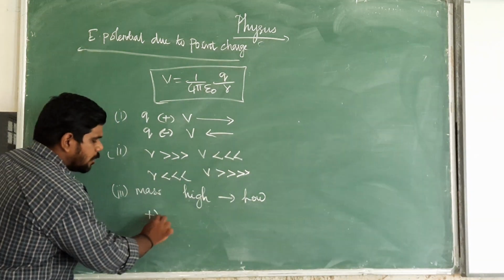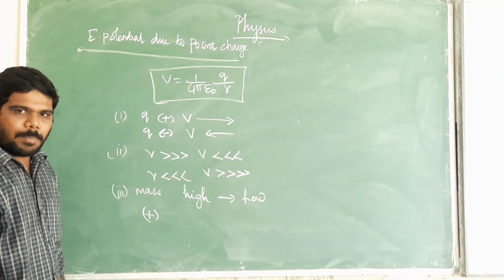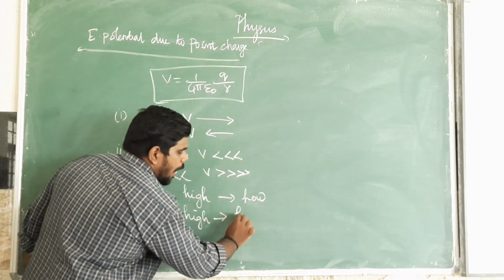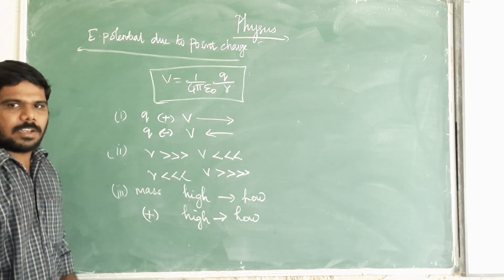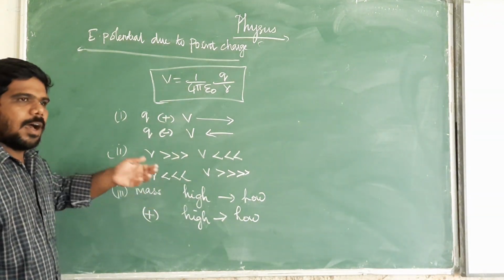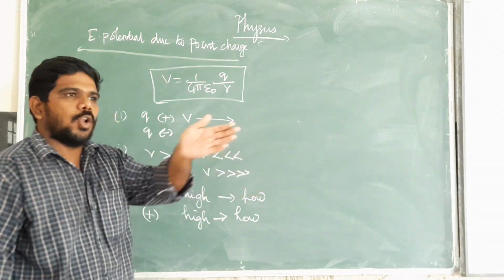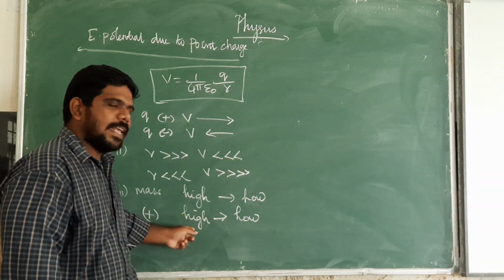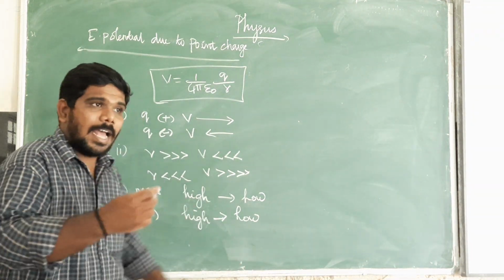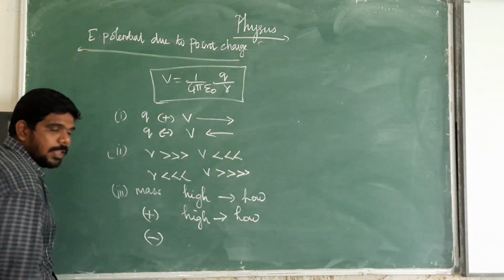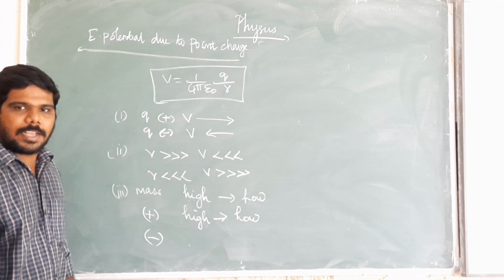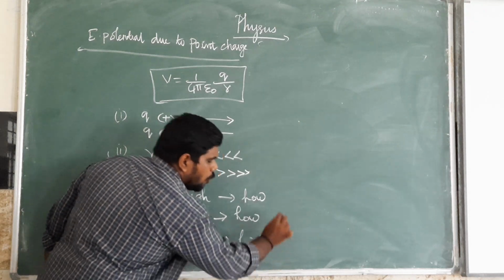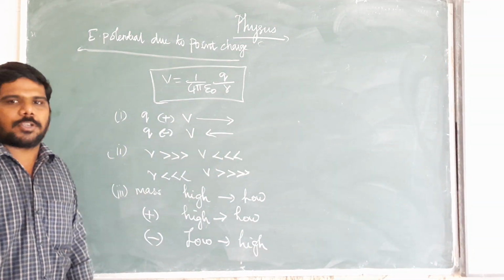Similarly, if it is a positive charge, it moves from high electric potential to low electric potential. At the same time, if it is a negative charge, it will move from low electric potential to high electric potential.